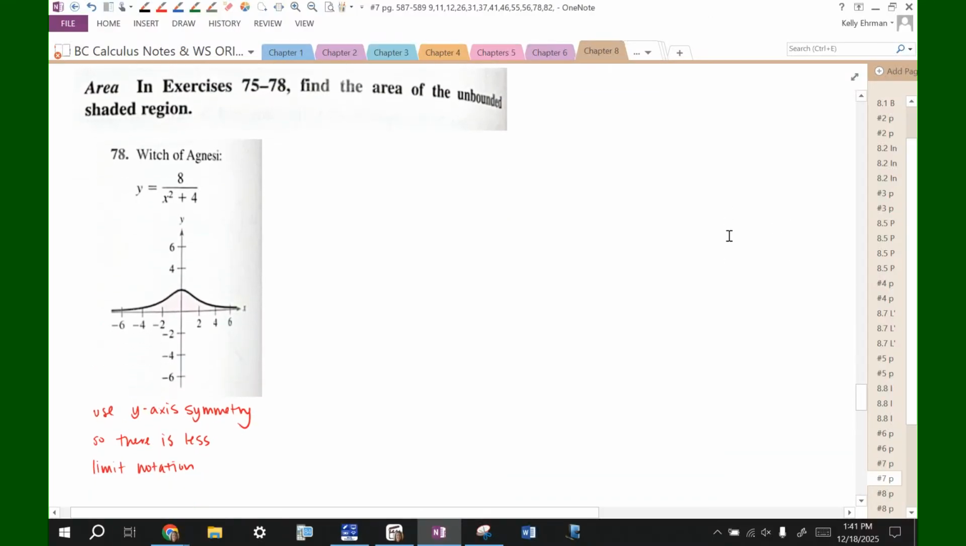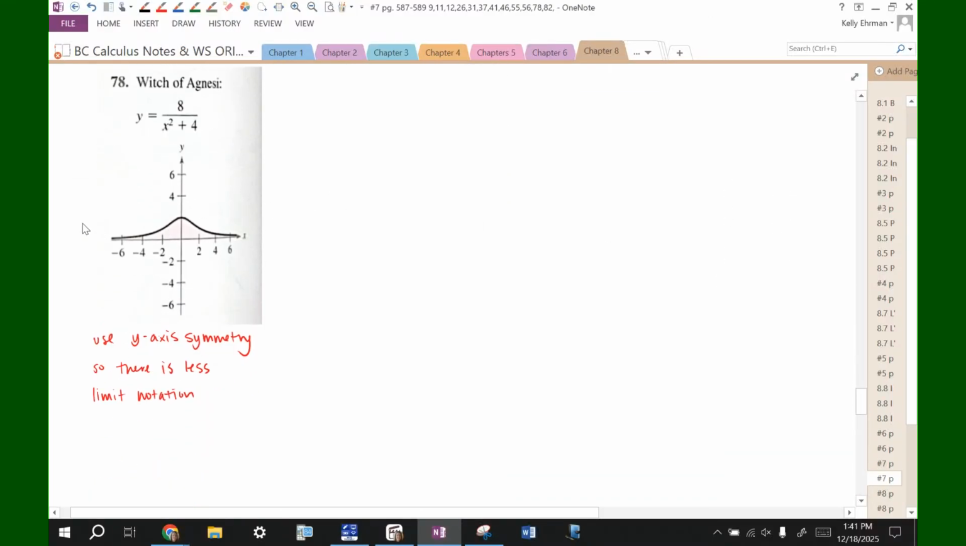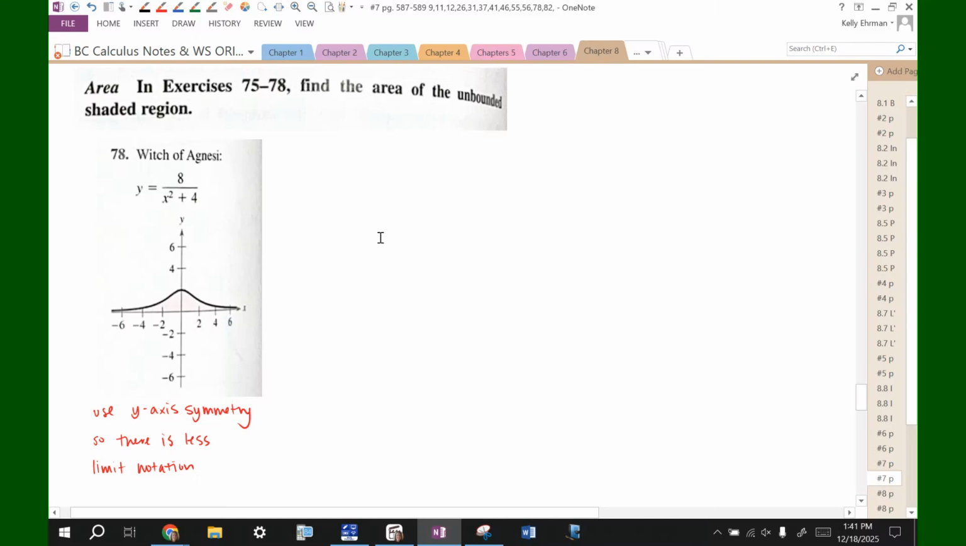Okay, for this group, we're almost done here. This is a fun little thing. This curve is called the Witch of Agnesi. That's exciting. Find the area of the unbounded shaded region. You could use symmetry here if you don't want so much limit notation. We want the area, right? So if I don't want to go from negative infinity to infinity, I could just go from 0 to infinity and then just double my area.